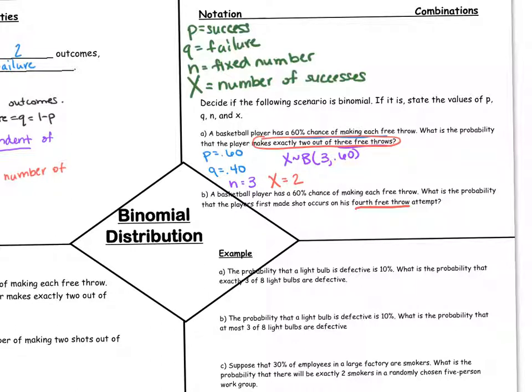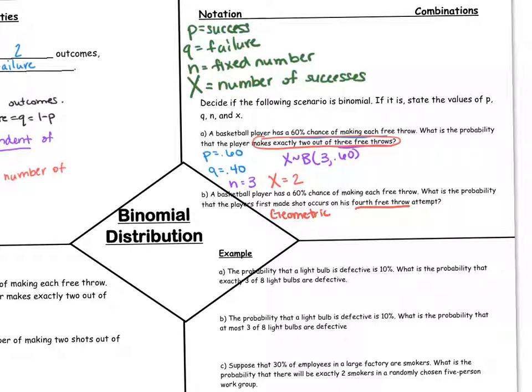So what don't we have here? We don't have a fixed number. And because we don't have a fixed number, and we're interested in the number of failures until we get our first success, we want to know how many times he fails before he gets his first success on the 4th free throw. This is what we call a geometric distribution. This is geometric. And in this case, here's what you're going to do for a geometric. It's a simple probability problem. I'm not going to give you a formula for it or anything.